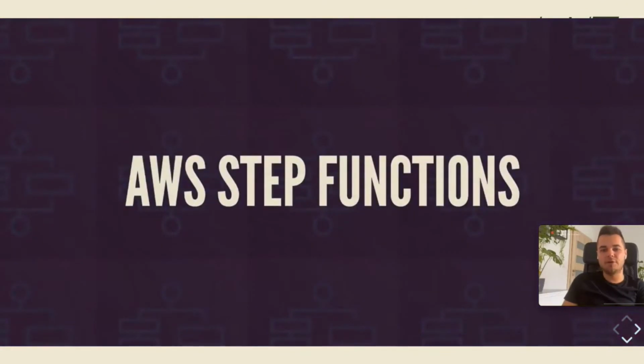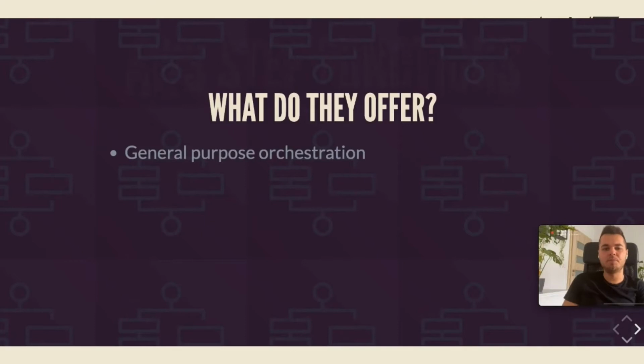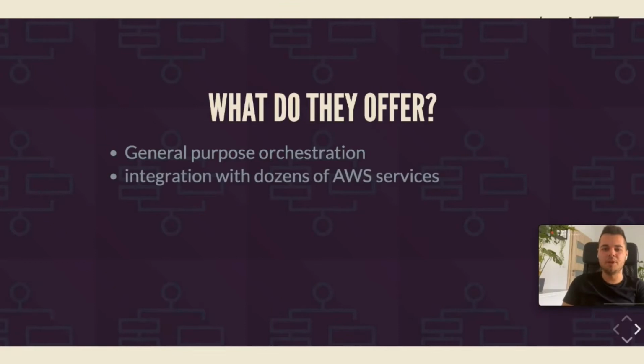Moving on to the first technology AWS has to offer, AWS Step Functions. What are they? Well, a general purpose orchestration service. The tool is not bound to machine learning. It can orchestrate e-commerce orders or payment services as well. It integrates with dozens of AWS services, and it also has AWS SDK integration. So basically, it can orchestrate anything inside AWS.